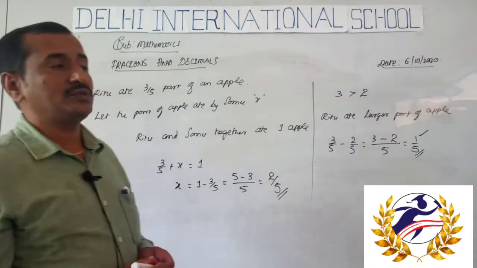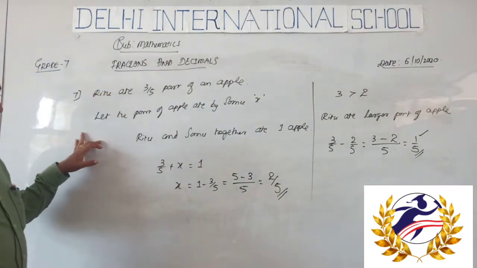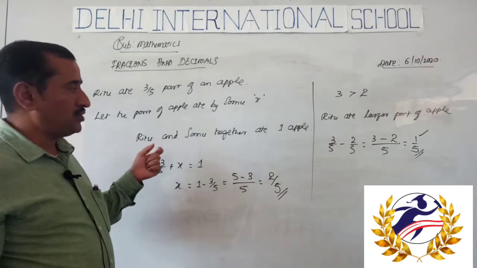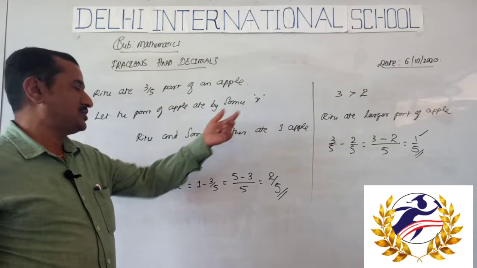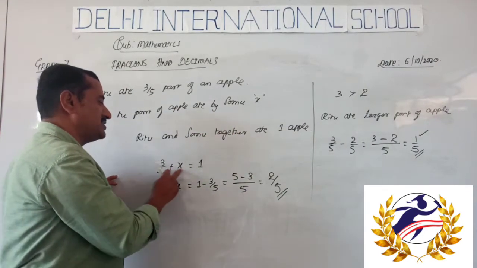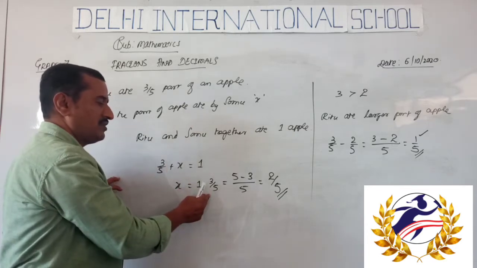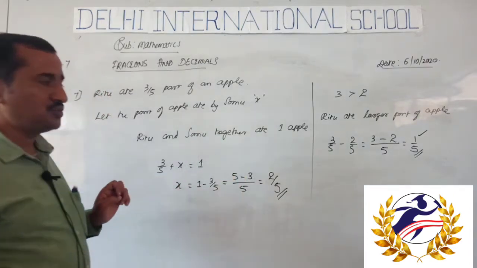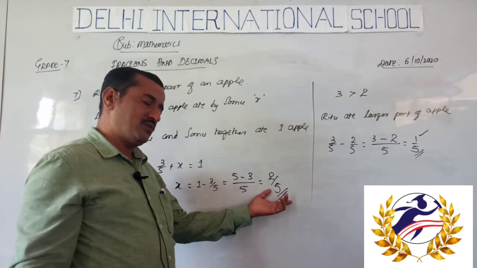So Somu and Ritu together ate an apple. Ritu ate 3 by 5 part of the apple, and we don't know how much Somu ate. So in order to find that, write the part of the apple eaten by Somu as x. According to the question, we can write 3 by 5 plus x is equal to 1. Now x is equal to 1 minus 3 by 5. The LCM is 5. 5 minus 3 gives you 2 by 5. So the part of the apple eaten by Somu is 2 by 5.